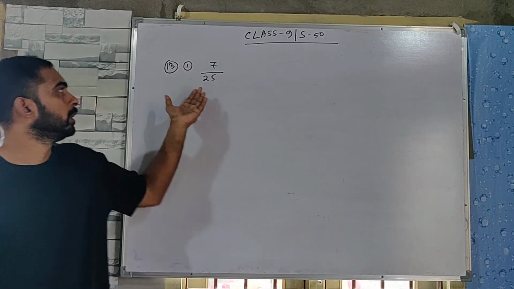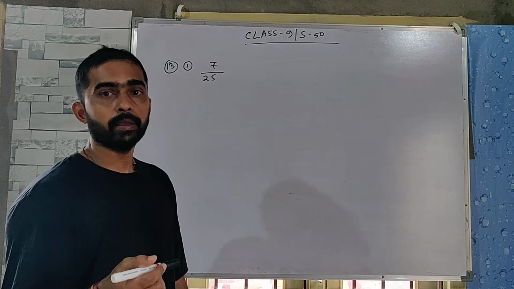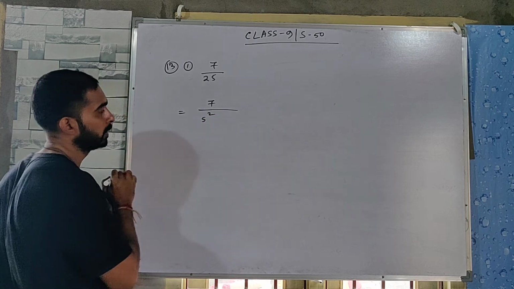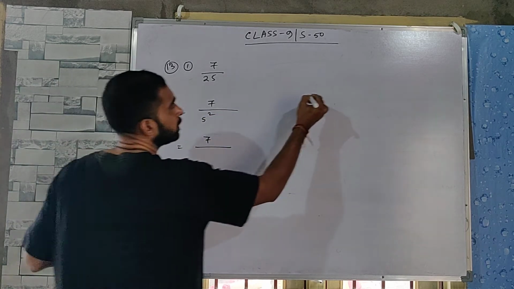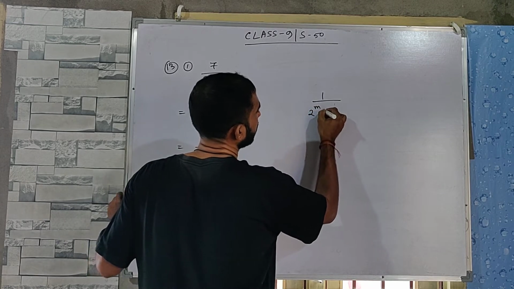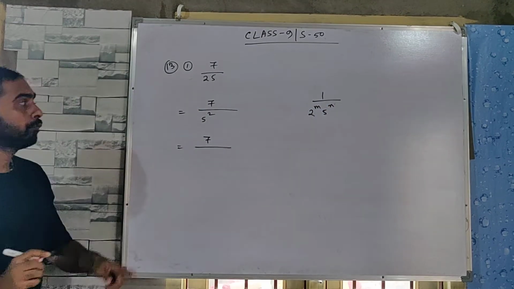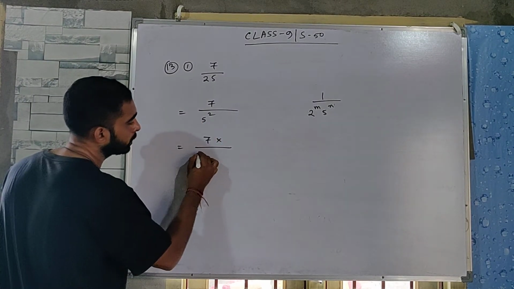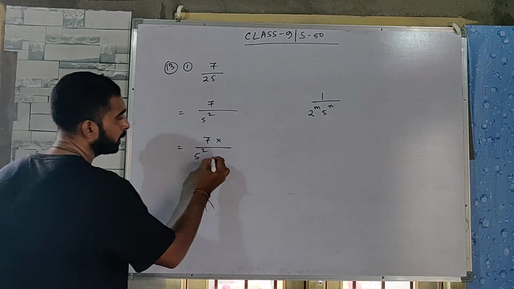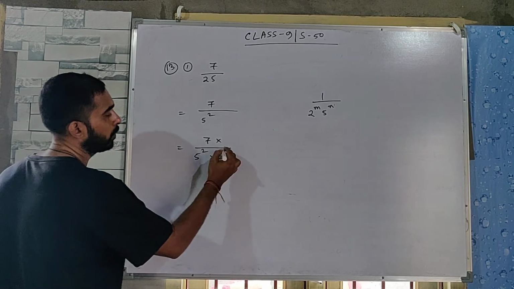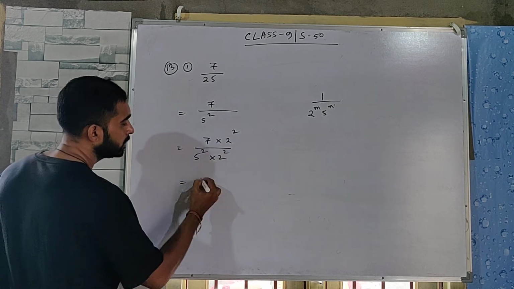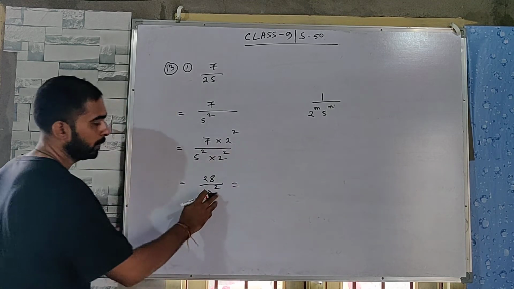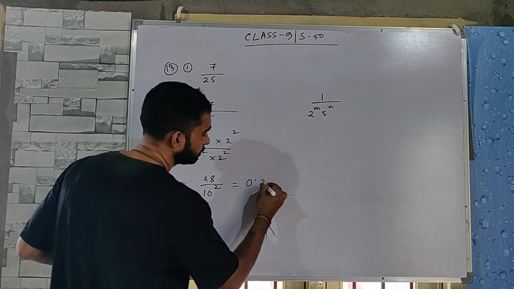Always convert the denominator in the form of 2 to the power m into 5 to the power n. Now see here, 25 is 5 square. So now convert the denominator in the form of 2 to the power m into 5 to the power n. Now here 5 to the power n is given, so we have to multiply by 2 to the power m. The power of 5 is 2, so multiply by 2 square. That is 7 into 4, 28. And here 5 into 2 is 10 square. So here the power of 10 is 2. So decimal will be like this.